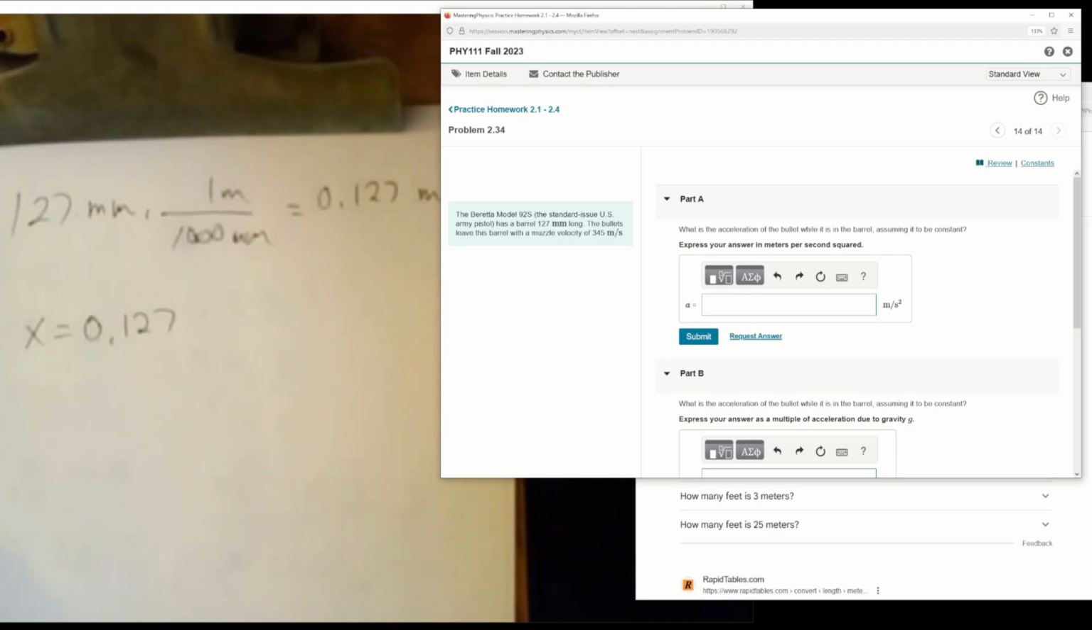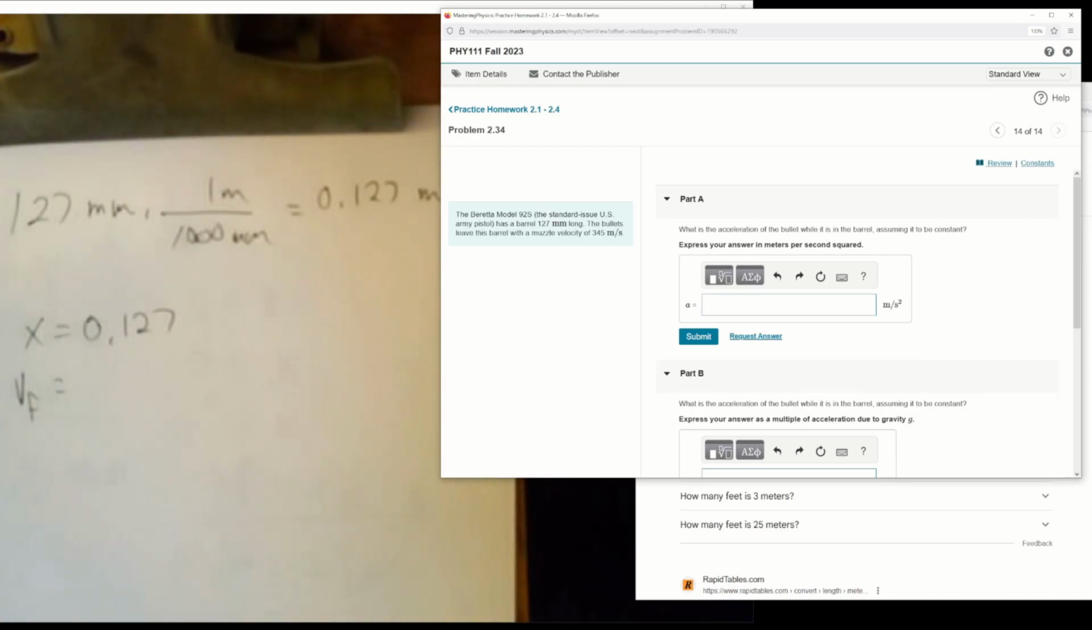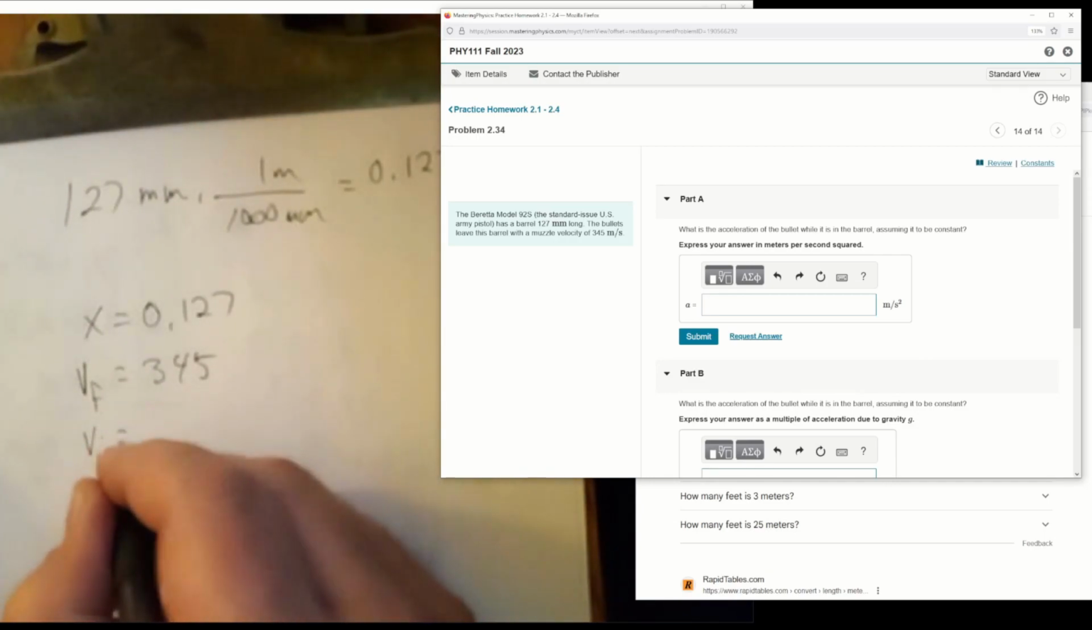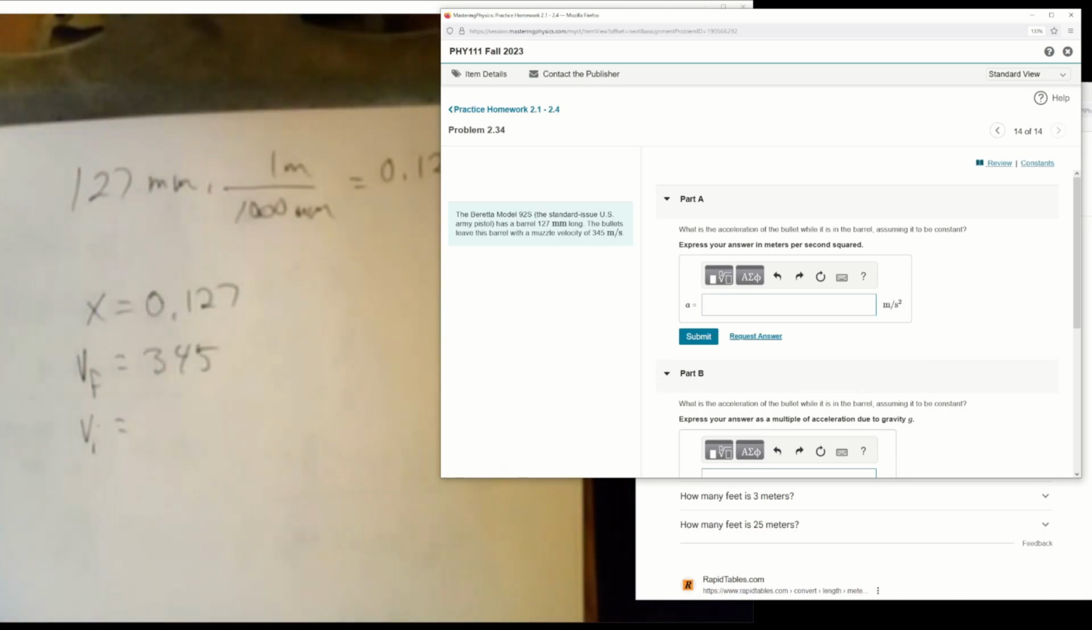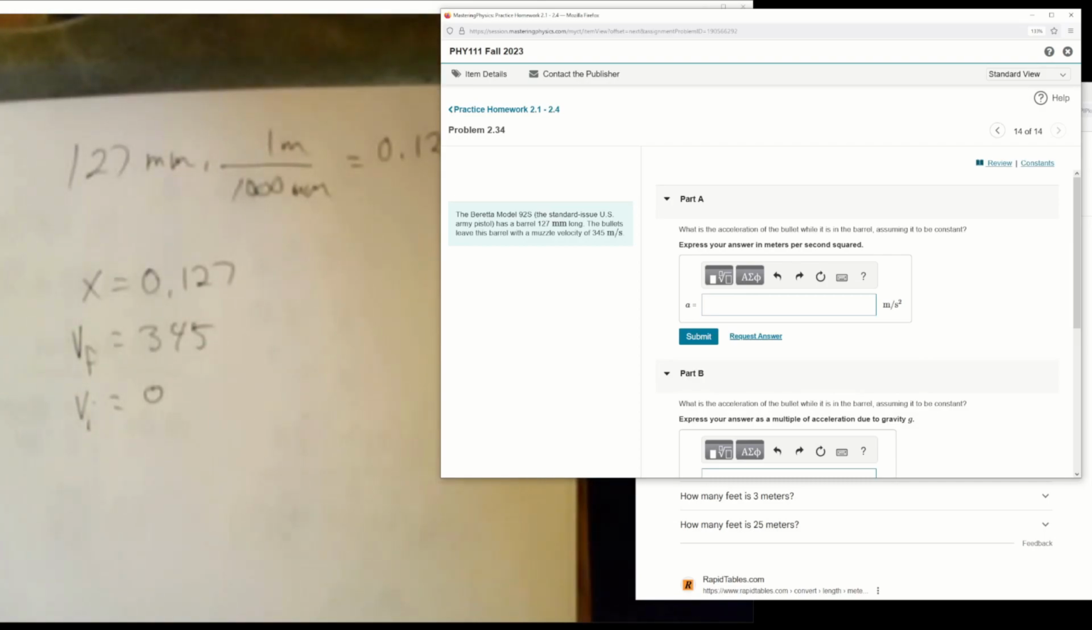The bullet leaves the barrel with a final velocity, because you know what the bullet starts with for a velocity if it's just sitting there. It actually doesn't say anywhere that it's at rest. The bullet starts at rest, but I think that's a safe assumption to make. If the bullet is just sitting in the gun, it starts with an initial velocity of 0, and then you fire it, and then it gains its velocity.